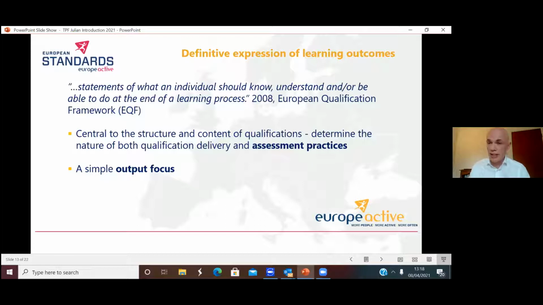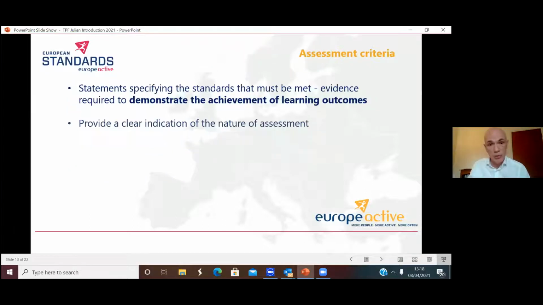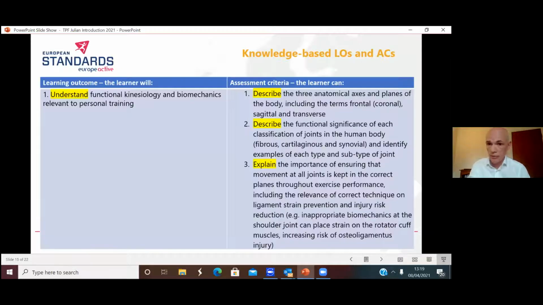And therefore, there's less emphasis on the input side, how much delivery time, et cetera, how that's delivered and where. I guess in a way, we're trying to tick both of those boxes in that we've introduced our guided learning hours, but also now we're looking more towards that output focus. We also have, within the learning outcomes, within a qualification, clearly identified assessment criteria, and we'll see those in a minute. These demonstrate the achievement of the learning outcomes and what you should be using to base your assessments on. They provide a clear indication of the nature of assessment.